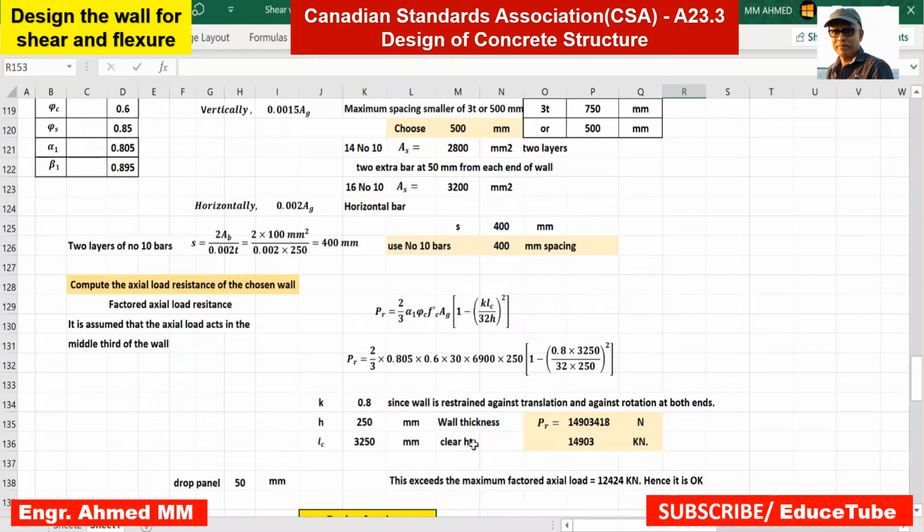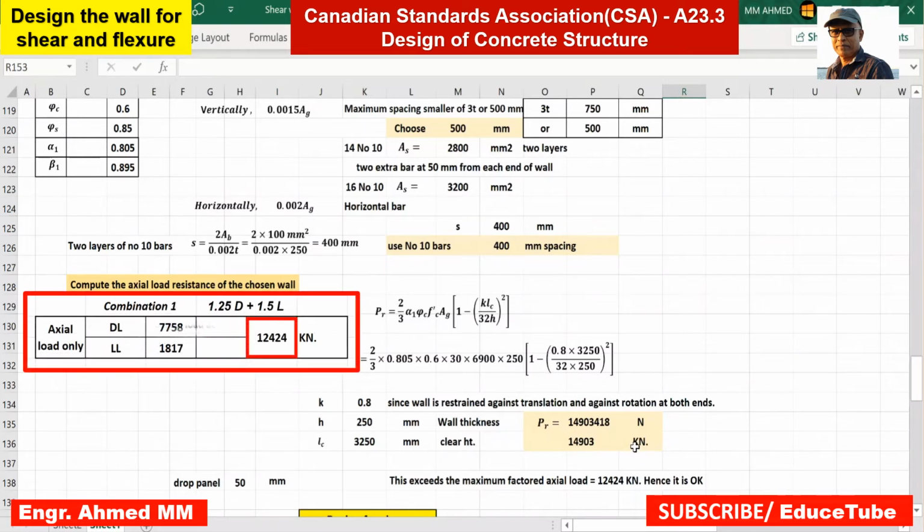Clear height means our floor to floor height is 3500. But we have to subtract 250 from 3500. That 250 comes from 200 from the slab and 50 from the drop panel. So total 250. So we get 3250 millimeter clear height. Once we put all these values for these parameters, we get this value and it is in Newton. So in kilonewton it will be 14,903 kilonewton. This is factored axial load resistance.